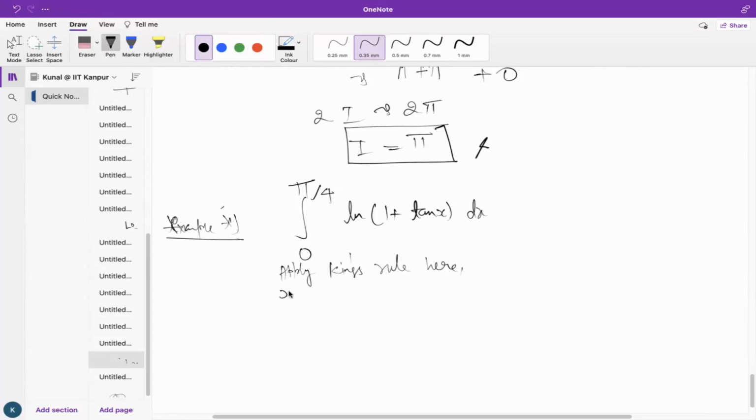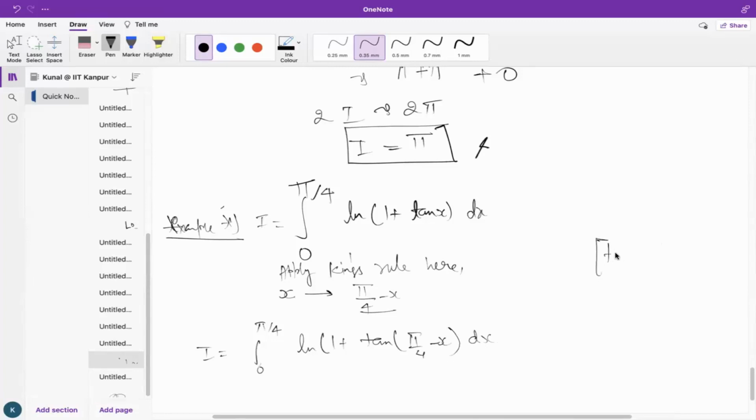So when I apply the King's rule here, we replace x by pi by 4 minus x, because a plus b minus x is the same. So this is our integrand, right? Our new integrand will look like we have to integrate it from 0 to pi by 4 of ln 1 plus tan of pi by 4 minus x, because I have to replace x by pi by 4 minus x.